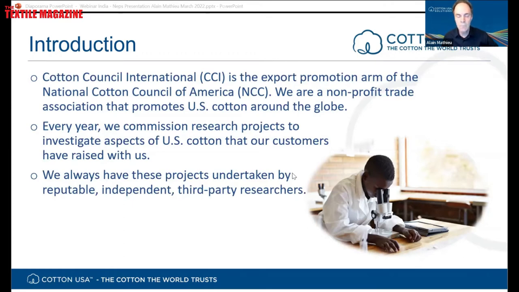From time to time, we hear complaints about the high content of NEPs and short fibers in US cotton. So the objective of the study was to look at the technical impact of all types of NEPs on carded and combed yarns. The study was, however, not limited to spinning. We looked at the technical and financial issues in knitting, dyeing, and garment making.